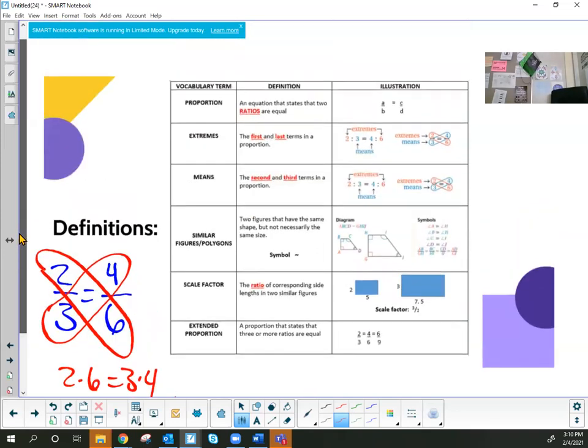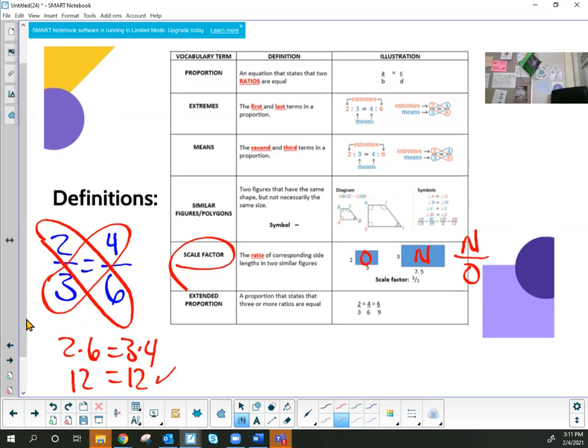We're also still going to talk about scale factor. You remember scale factor? It's just like what we did in the previous topic. Let's say this is your original and this is your new. We're still going to follow the same ratio: new divided by original, or new divided by old. That doesn't change. Again, similar shapes are the exact same shape, different size. So let's move on to the next slide.